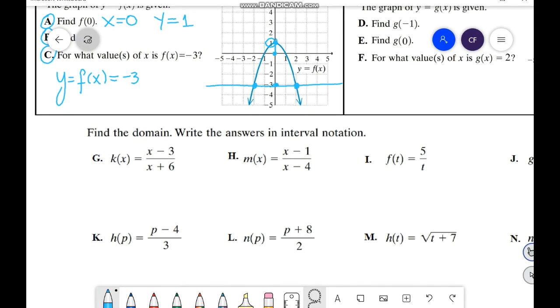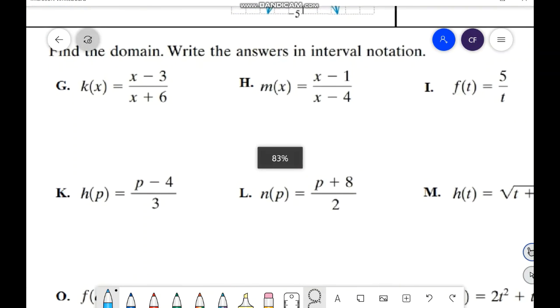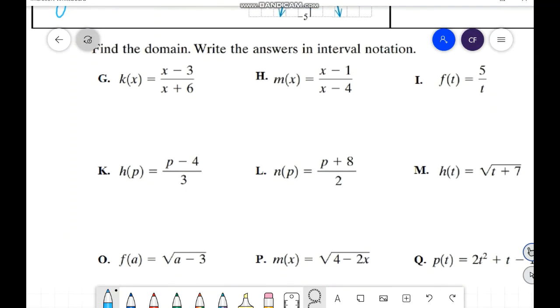Let's actually go to the topic of today's class. These are the questions that regard today's class. Letter G. K of x equals (x minus 3) over (x plus 6). We don't want the denominator to be equal to 0, right? We want to find the domain. We're going to exclude from the domain anything that makes the denominator, in this case here, equal to 0.